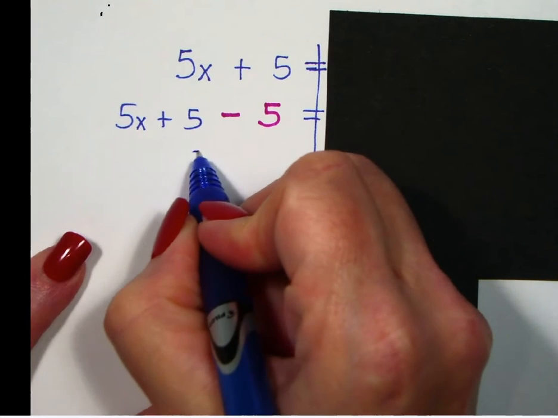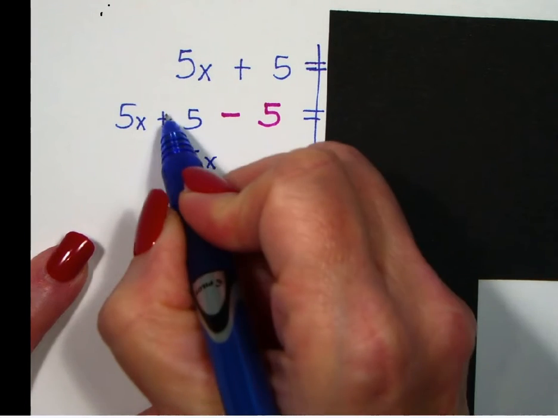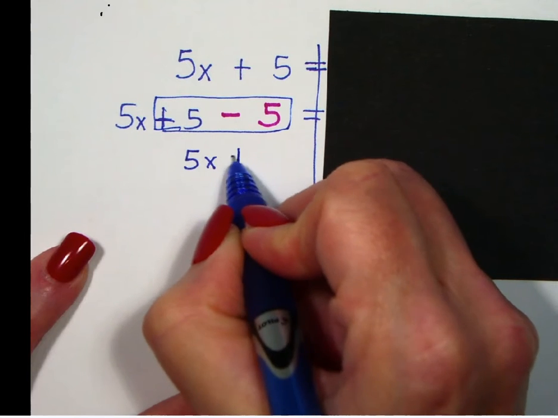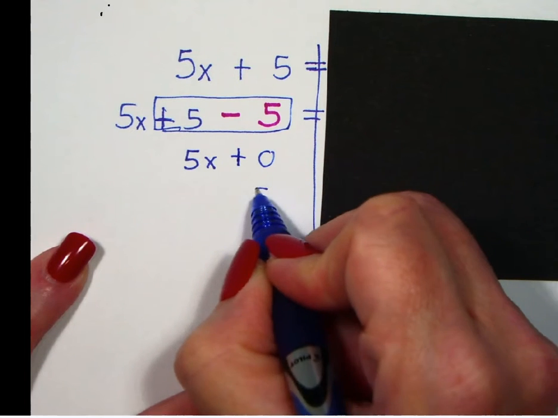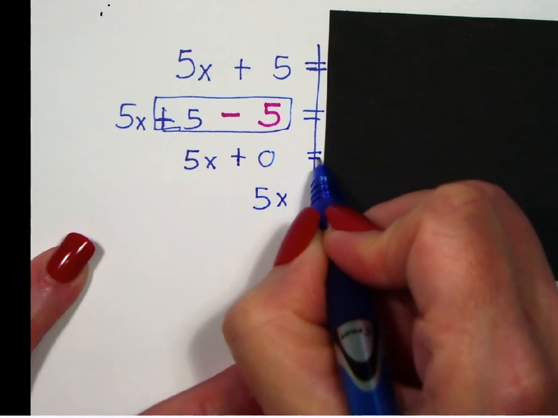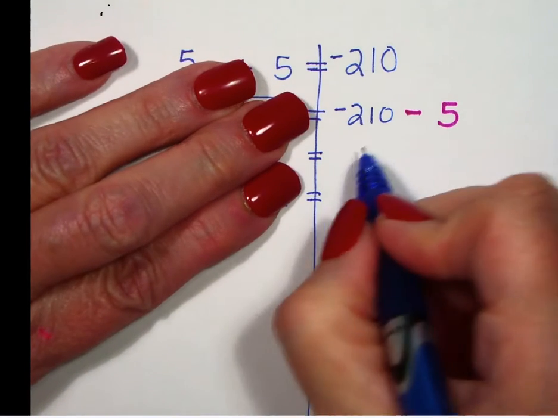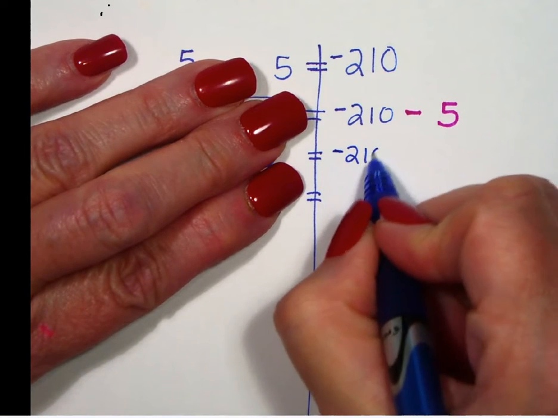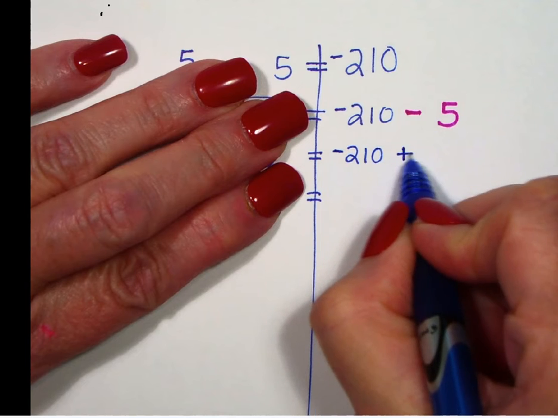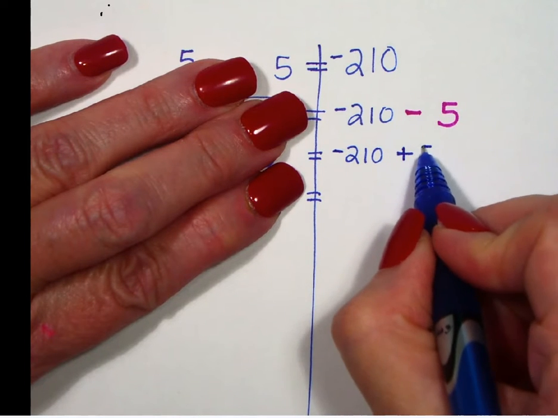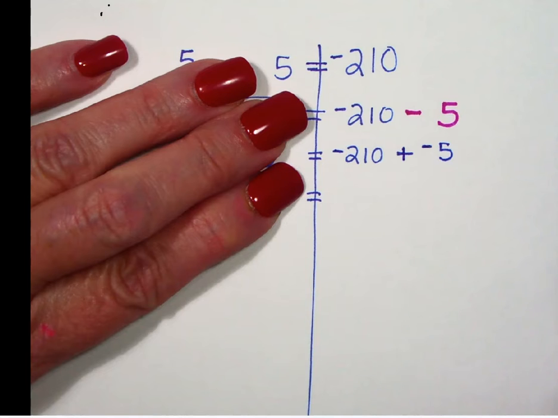So we end up with 5x plus 5 minus 5 gives us a 0. And 5x plus 0 is 5x's. We took away 5 on both sides. So we have a negative 210, and we know when we subtract, we can change that into adding the opposite. So subtracting 5 is adding a negative 5.